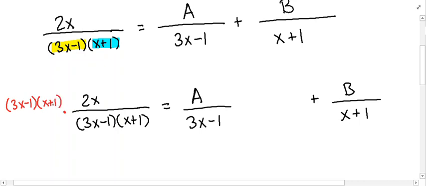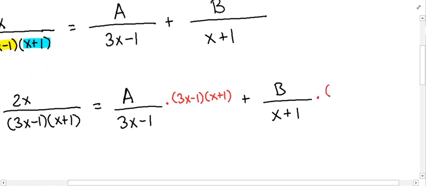If I multiply the left side of the equation by (3x minus 1) times (x plus 1), I have to do it to the right side of the equation, meaning I have to do it to all the parts. So this a piece, I'm going to multiply by this quantity. The b piece, I'm going to do the same thing.